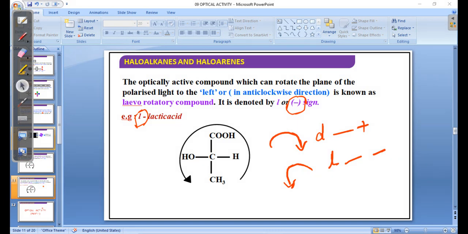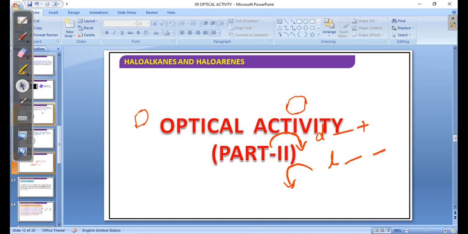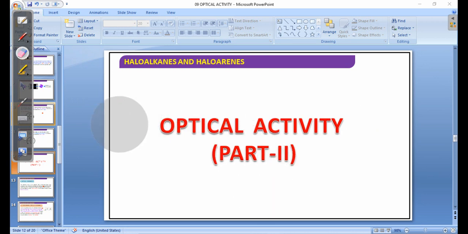So if two optically active compounds are there, the resultant optical activity may be cancelled if they rotate in opposite directions. If those are in opposite directions, the resultant rotation will be cancelled.